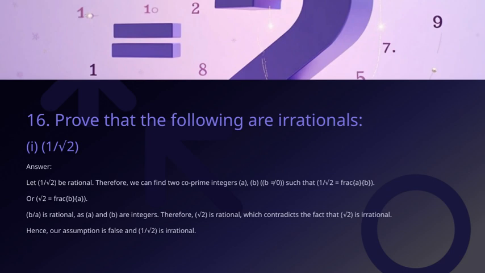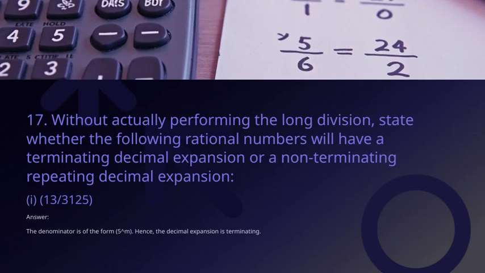This kind of proof shows us how assuming rationality for certain irrational numbers can lead us to logical inconsistencies, which in turn confirms their irrational nature. And this is a key concept in understanding the nature of irrational numbers. It's about carefully examining our assumptions and seeing where they lead us. So let's look at the key idea here. The denominator is of the form 5 raised to the power m.